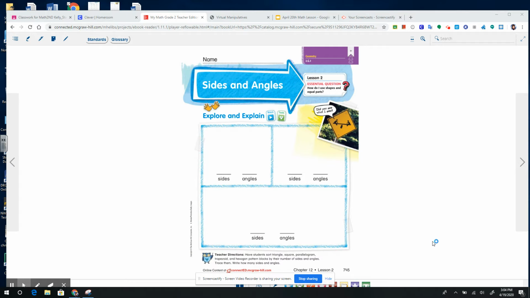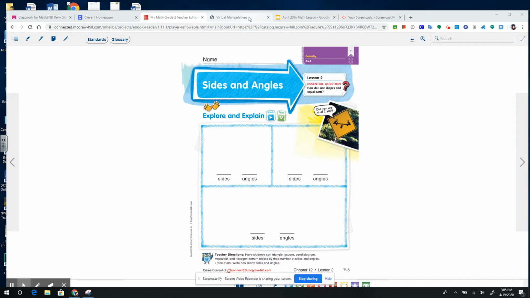So today we're going to talk about sides and angles. Sides and angles of two-dimensional shapes are super important because we're going to be moving on to three-dimensional shapes. We have to make sure that we have a very strong understanding of 2D shapes so that way we can move on to 3D shapes. So today, the front page asks us to take a look at shapes and group them by sides and angles. They want to specifically look for triangles, squares, parallelograms, trapezoids, hexagons, and those pattern blocks.